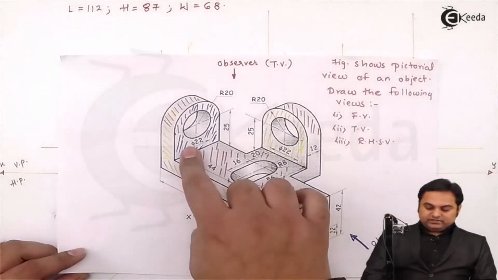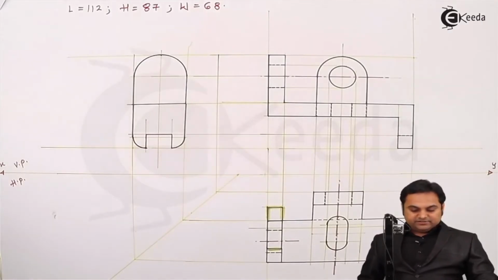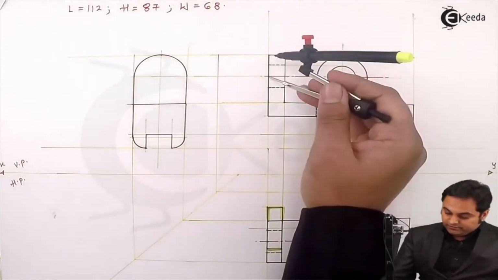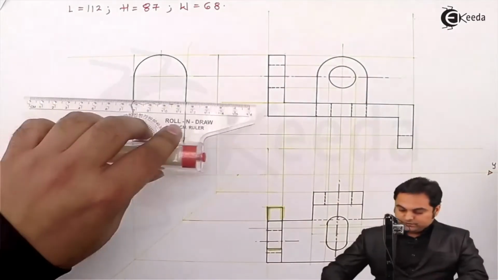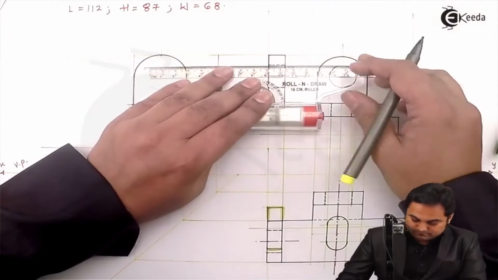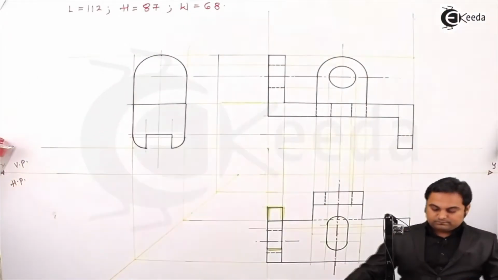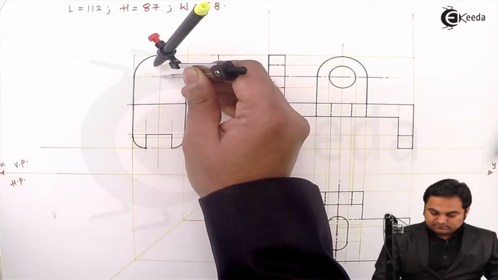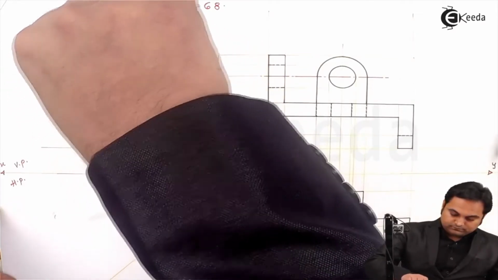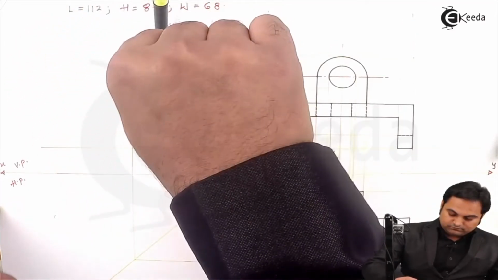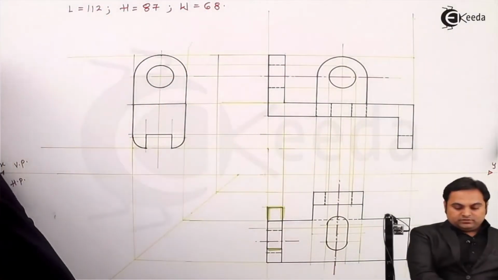Inside this semicircle, there is a circle of 22 diameter. Its radius I can directly measure from the front view, plotting it like this. So this circle is seen in the side view.